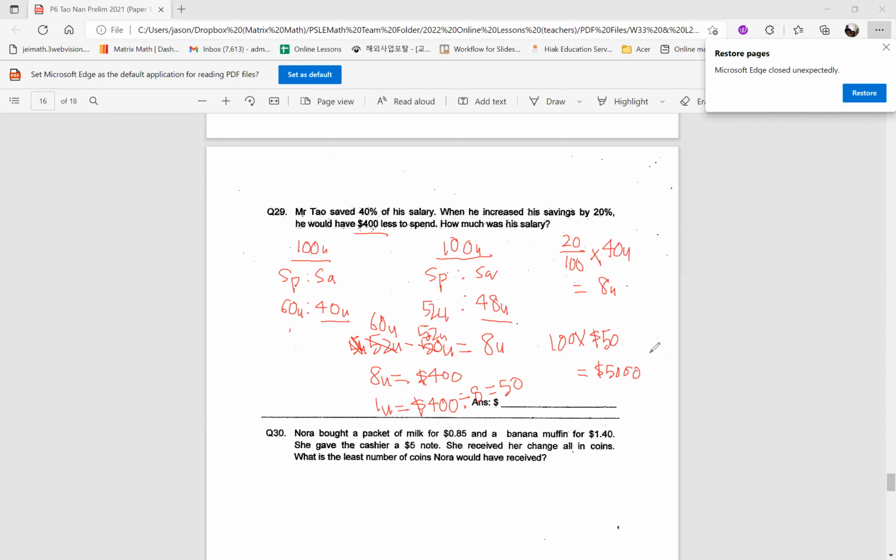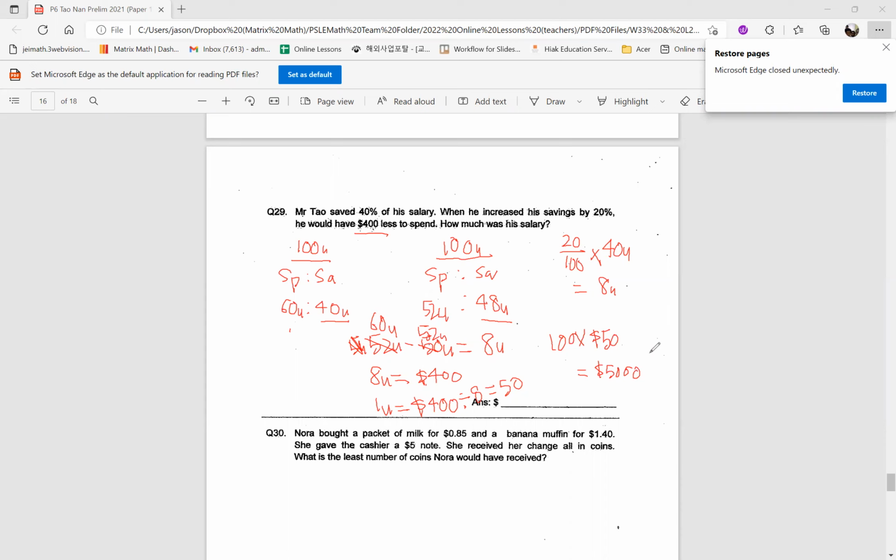Okay. Now, question 30, last question. So Nora bought a packet of milk. Is the answer 5 for question 30? How do you get 5? Okay, there's sort of a listing method to get 5. I just want to show you the method. No guessing on it. You actually have to calculate.